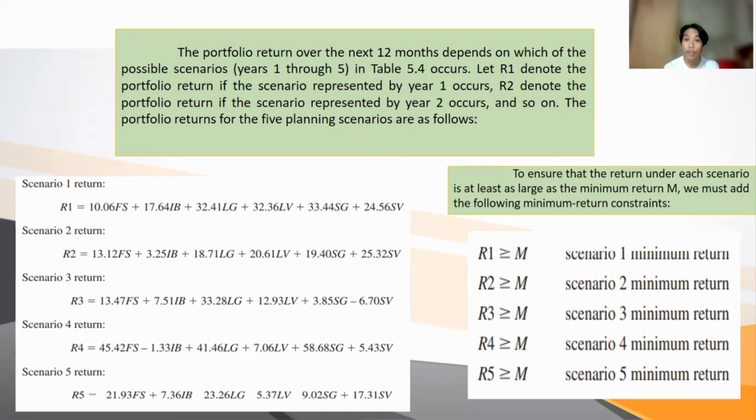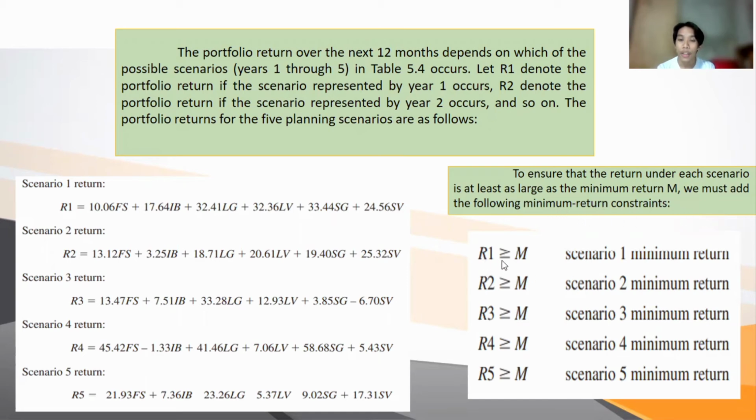Next, we introduce the variable M to represent the minimum return for the portfolio. As we have already shown, one of the 5 possible scenarios in table 5.4 will determine the portfolio return. Thus, the minimum possible return for the portfolio will be determined by the scenario which provides the worst case return. And to ensure that the return under each scenario is at least as large as the minimum return M, we must add the following minimum return constraints.